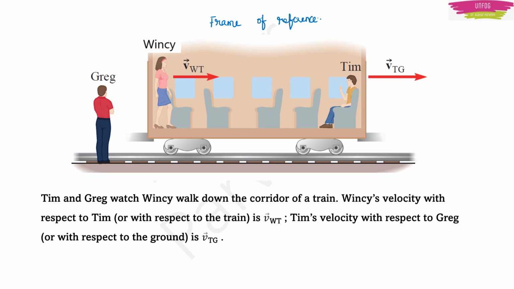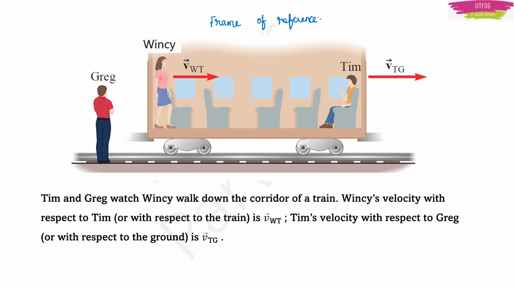Now in order to understand frame of reference, let us take this example. A train is moving on the railway track. Inside, two people are there. One is a girl named Vincy and another is a boy named Tim. Another man is standing outside the train, maybe on the platform. He is Greg. Maybe he is the father of Vincy. Maybe he has come to drop her at the railway station.